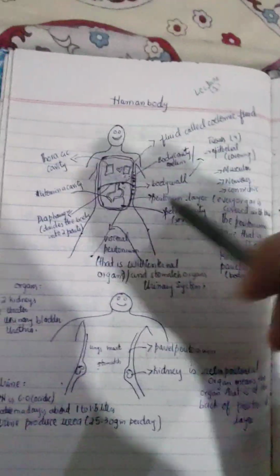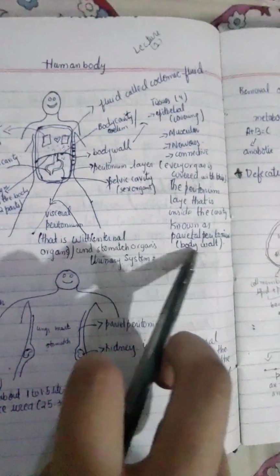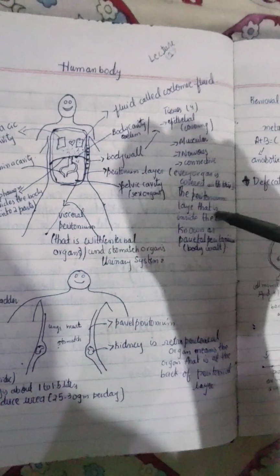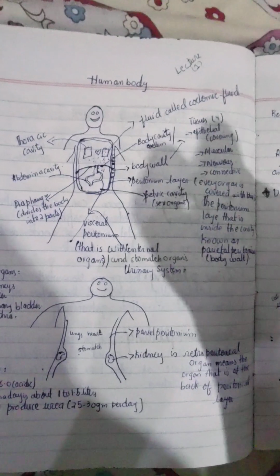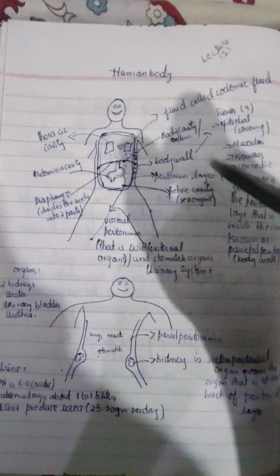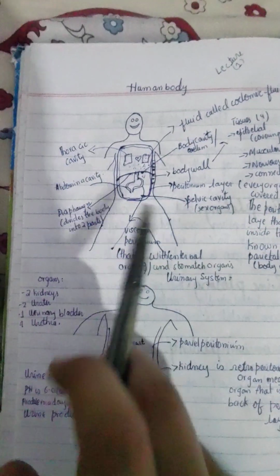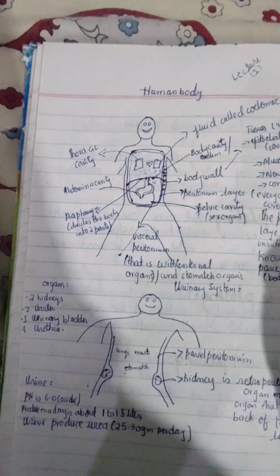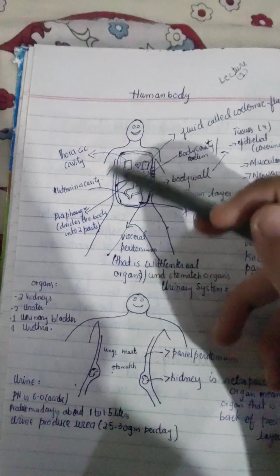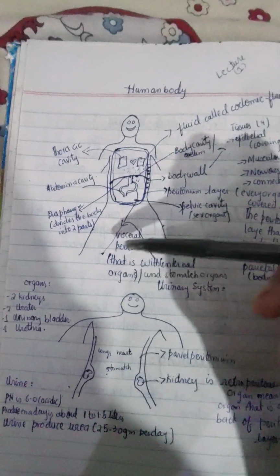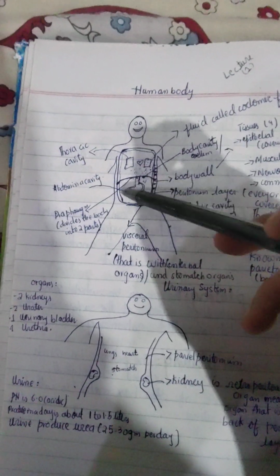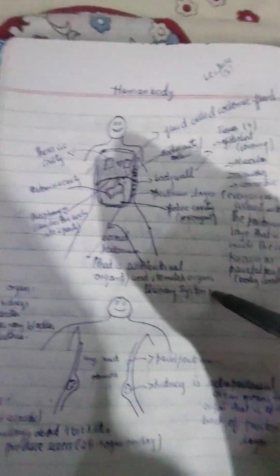So the cavity, and here the term is parietal peritoneum. Parietal peritoneum is basically the covering of the organs, the body wall's inner lining. And visceral peritoneum means the covering of the stomach organs is known as visceral peritoneum.